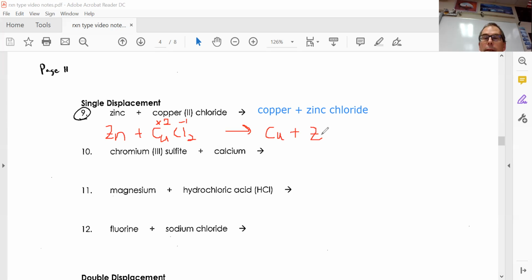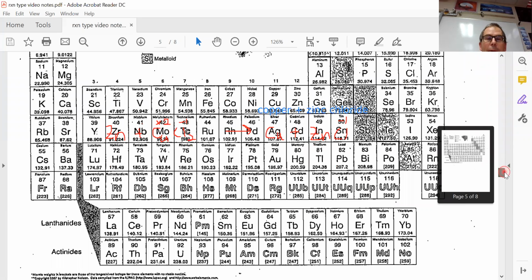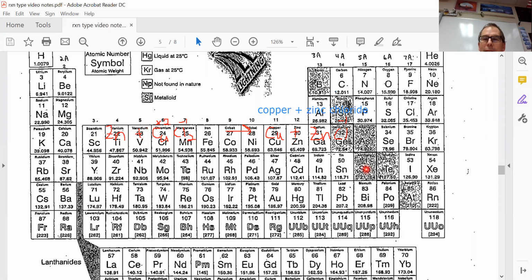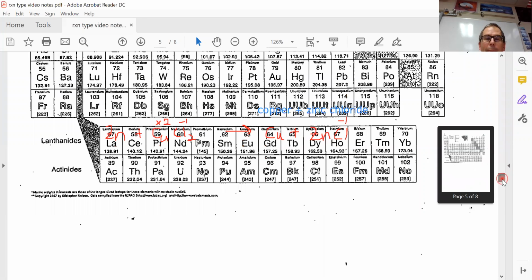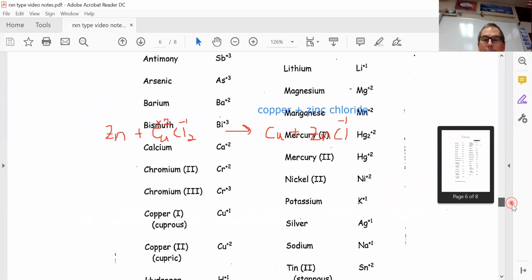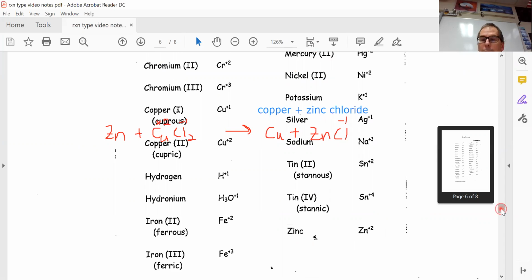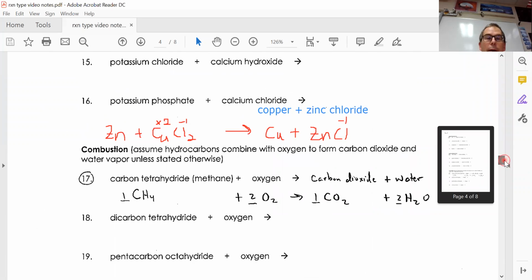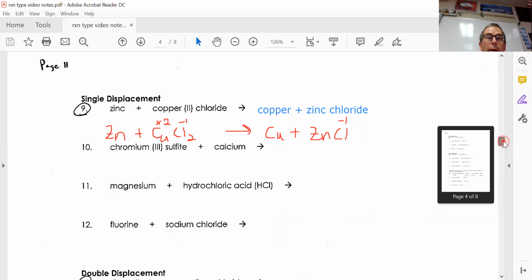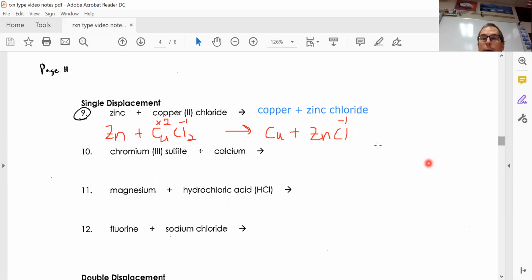Okay, and then the last one would be zinc. How do I know what the charge on zinc is? I don't. I know Cl is -1, but I don't know what zinc is. I'll look at my periodic table. Well, that doesn't tell me anything because it's a transition metal. Maybe I'll go to my common ion chart. Okay, there it is, zinc plus 2. Now we know that, and I'm going to roll this back up here.